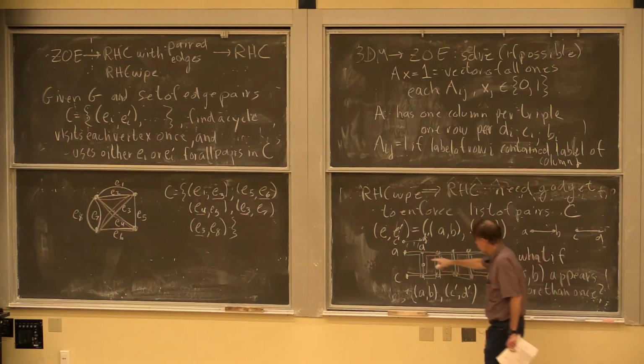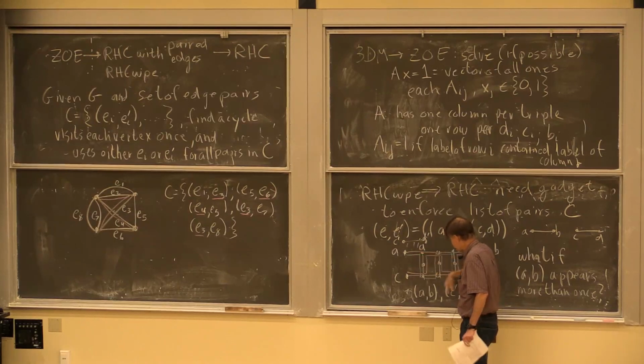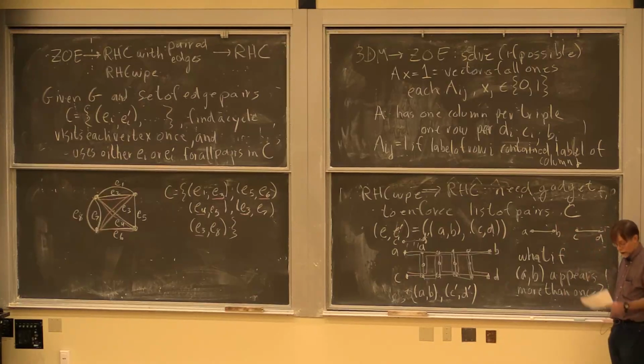So again, I'll have a choice of either going that way or going that way. And if I pick that one, that satisfies both, or I can pick that one and that one. So that's sort of how the construction works.